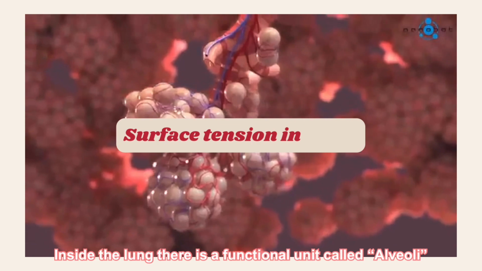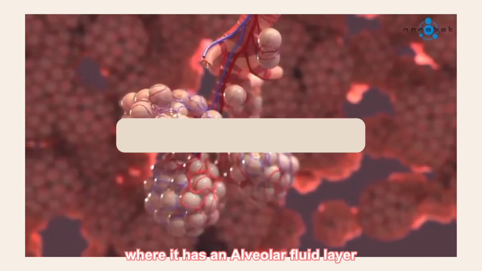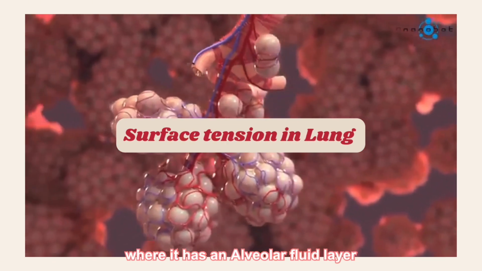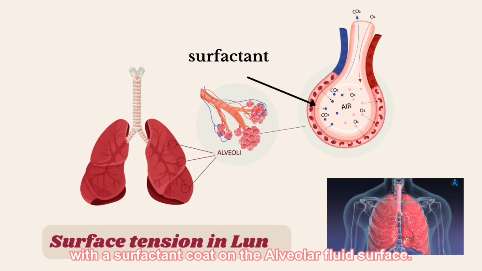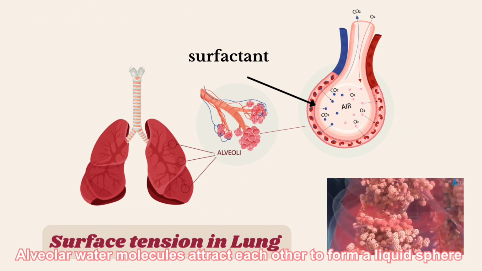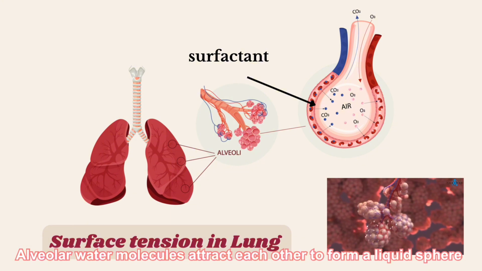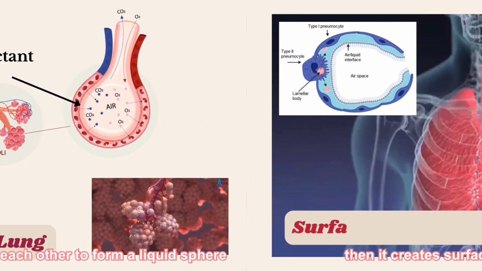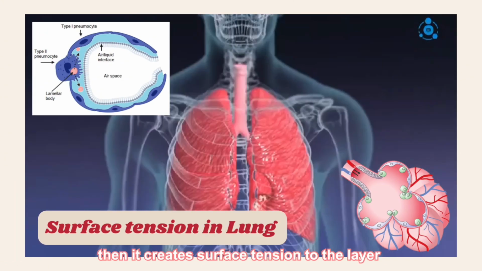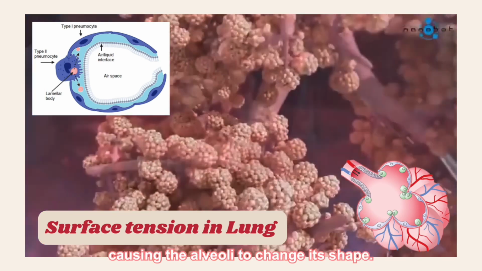Inside the lung, there is a functional unit called alveoli, where it has an alveolar fluid layer with a surfactant coated on the alveolar fluid surface. Alveolar water molecules attract to each other to form a liquid sphere. Then it creates surface tension to the layer, causing the alveoli to change its shape.